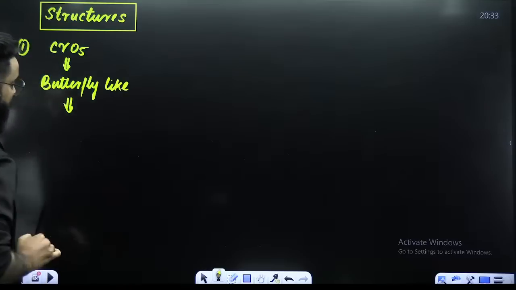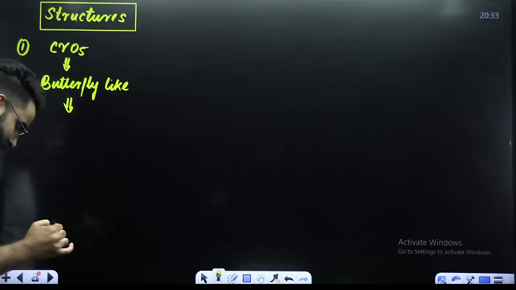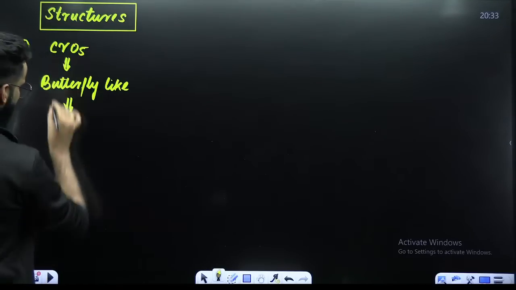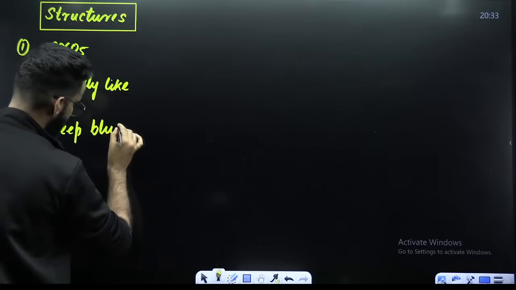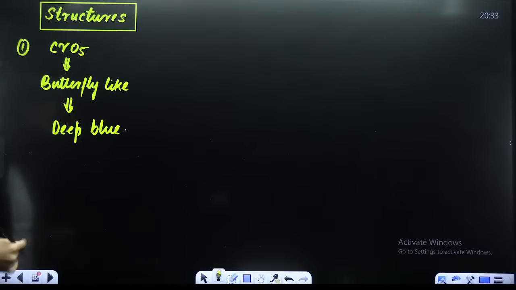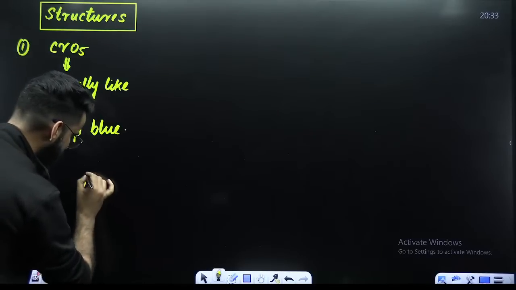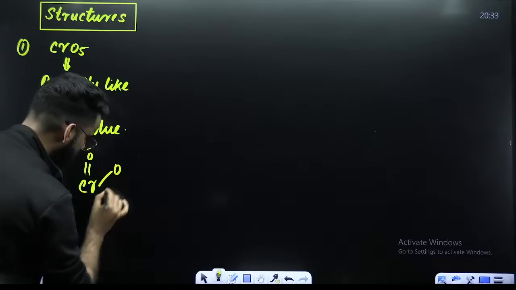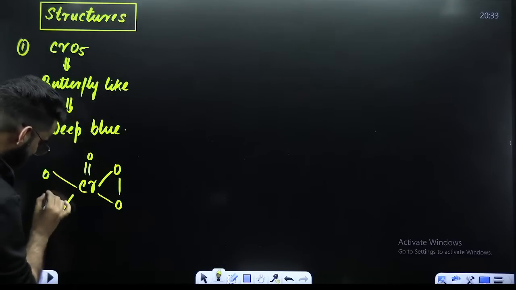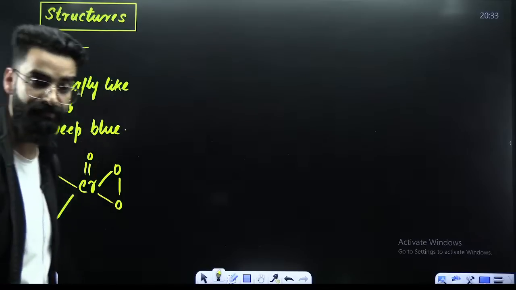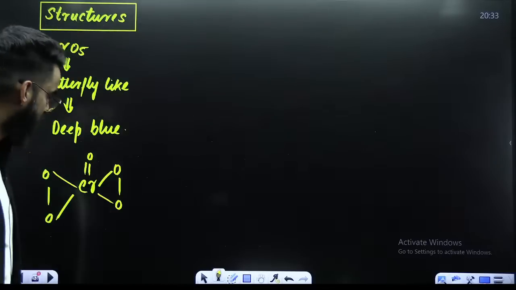And do remember one more thing about CrO5, which was long back asked in your JEE examination as well. What is the color of CrO5? Remember, it is deep blue in color. Now, how does the CrO5 look? It's simple. Cr double bond O. Oxygen, oxygen single bond. Oxygen, oxygen single bond. This is the structure of your CrO5.